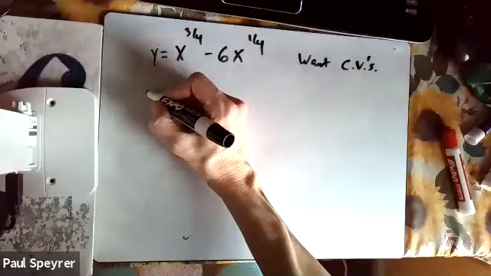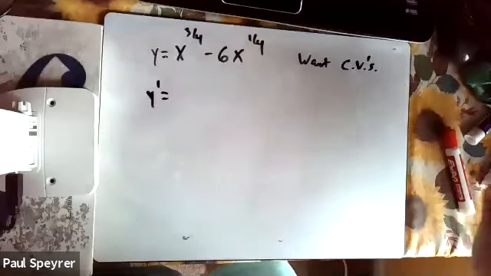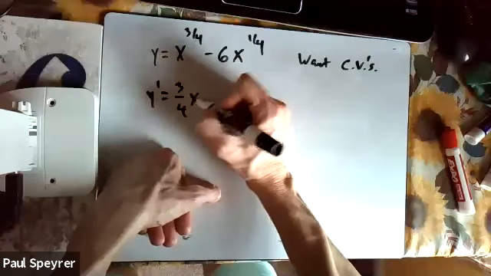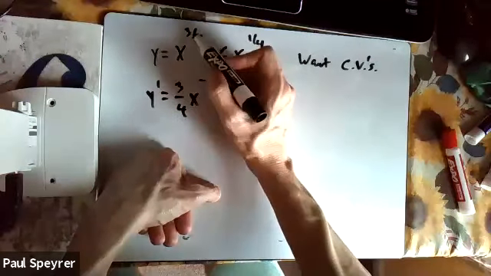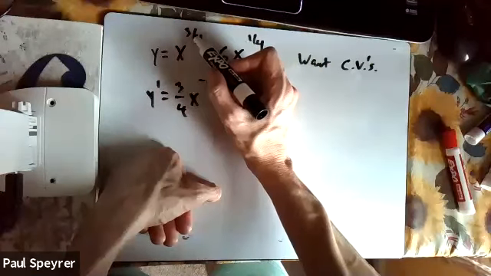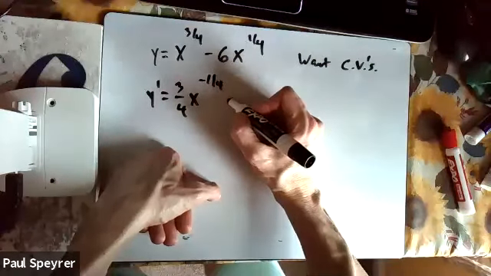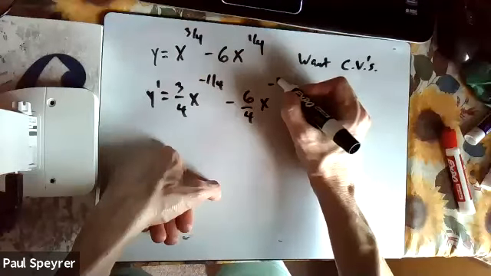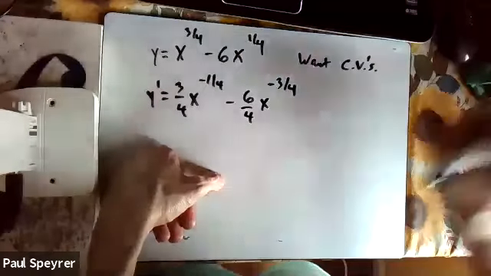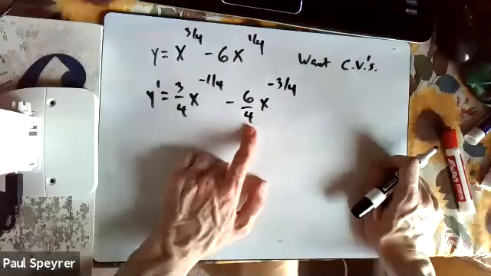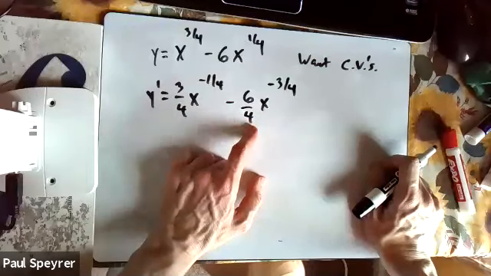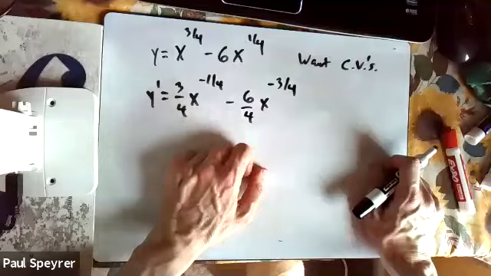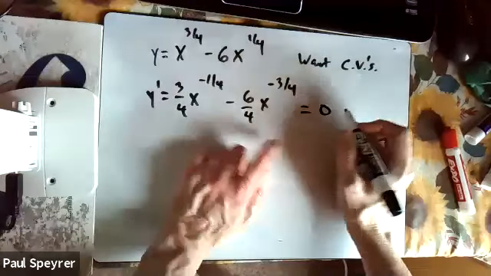Take the derivative, right? These are fractional exponents, but it still works the same way. You do the power rule. This is 3/4 x to the -1/4. Remember, you're taking this exponent minus 1. 3/4 minus 1 is -1/4. This is minus 6/4 x to the -3/4. You may be wondering, do we reduce this right here? You could, because this is 3/2, but I'm leaving it in this form for a specific reason. And the reason is because we're setting this to 0.